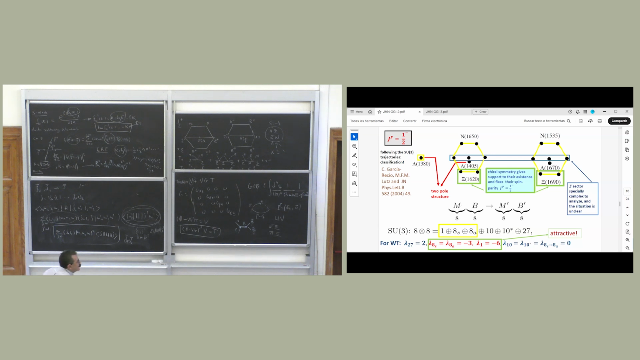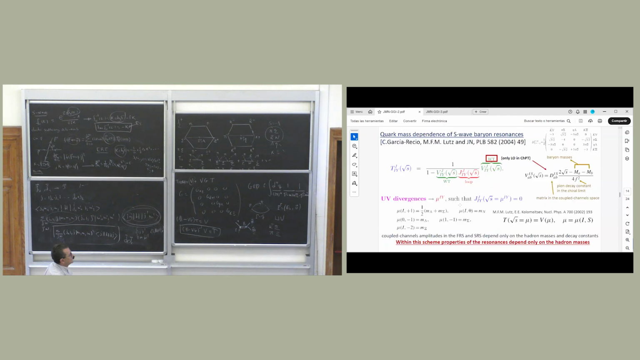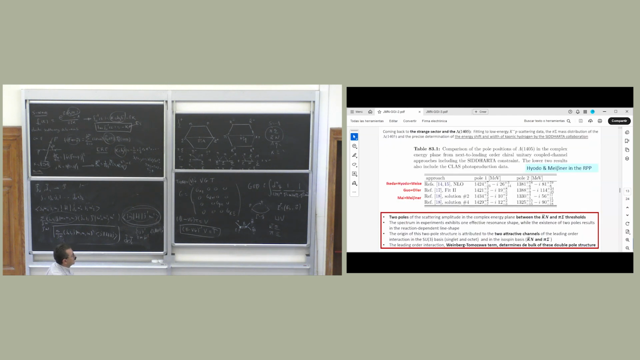you will understand a little bit more the comments of the PDG on the lambda 1405. 2 poles of the scattering amplitude in the complex energy plane between the K-bar N and pi sigma threshold. You have a resonance. Well, this is the most important. The origin of these 2 pole structures is attributed to the attractive channels and is determined by the Weinberg-Tomozawa interaction, right?